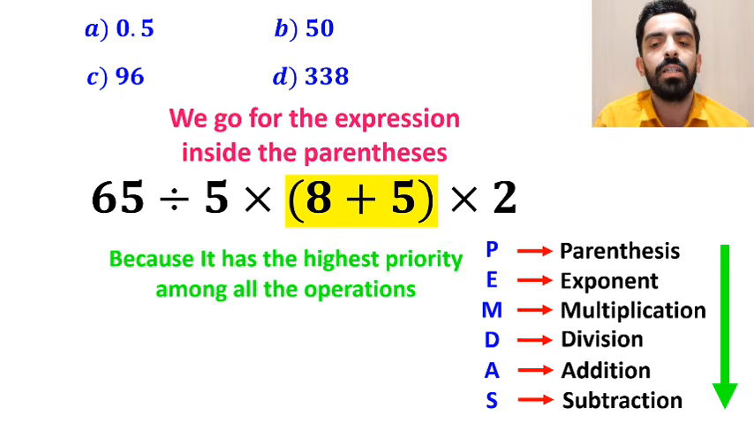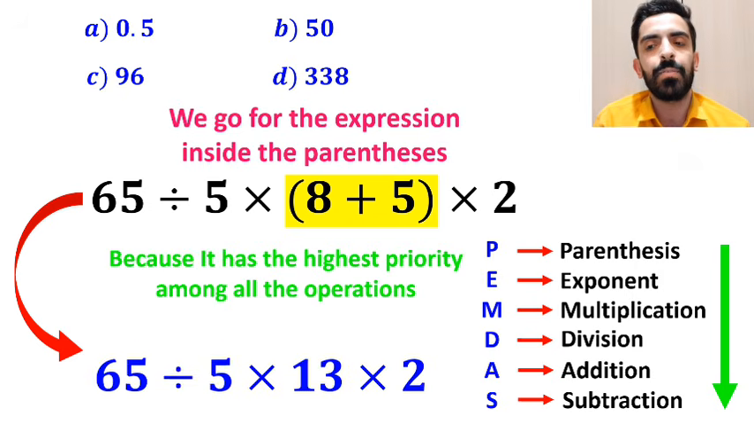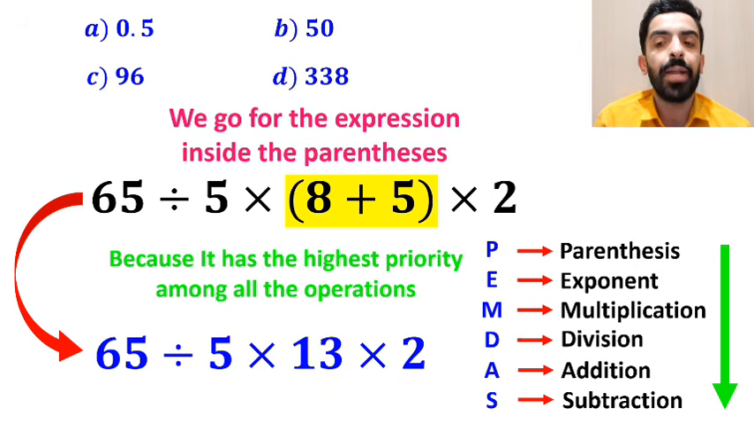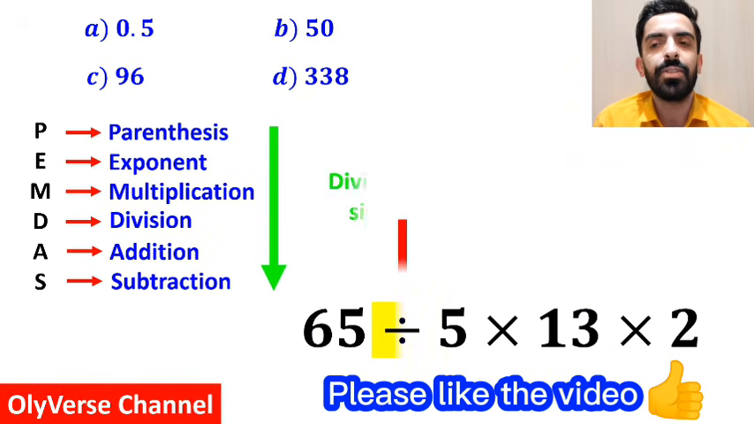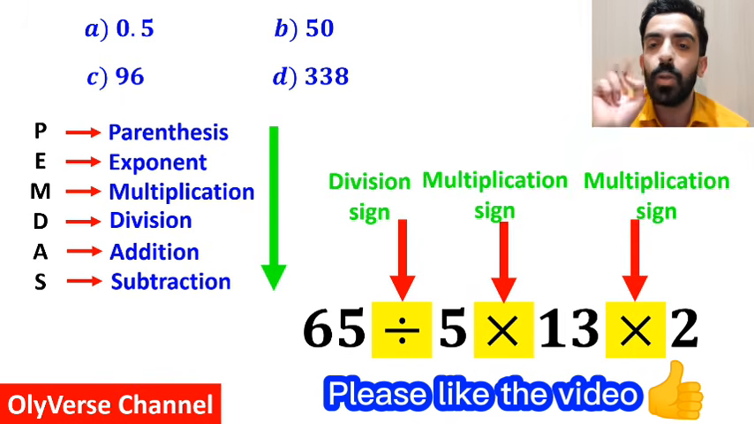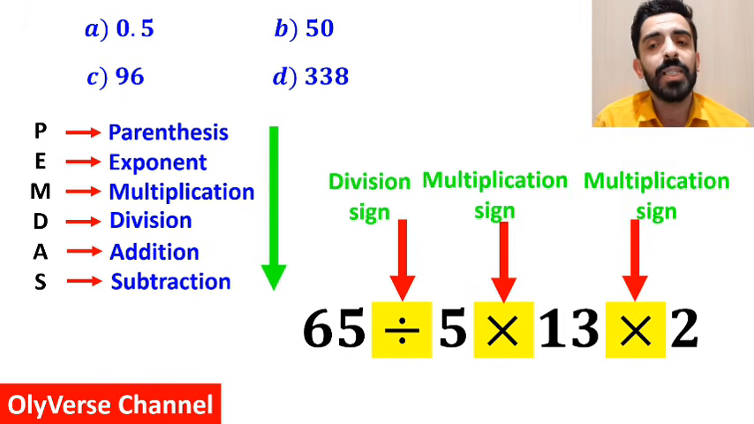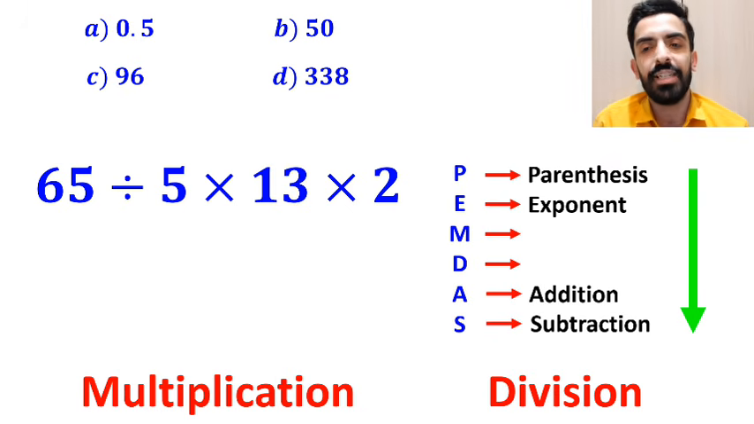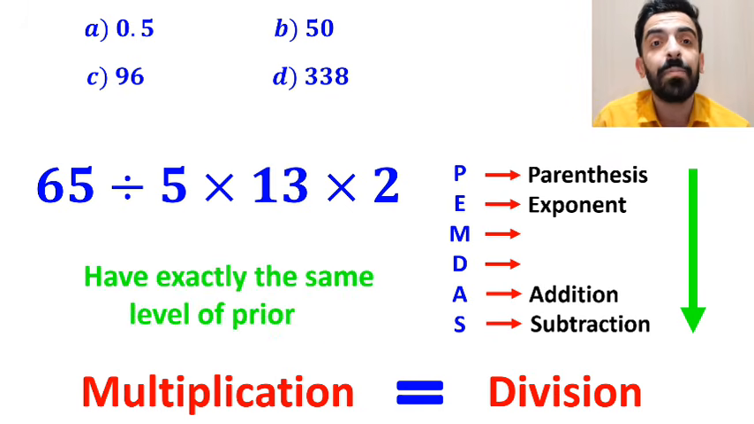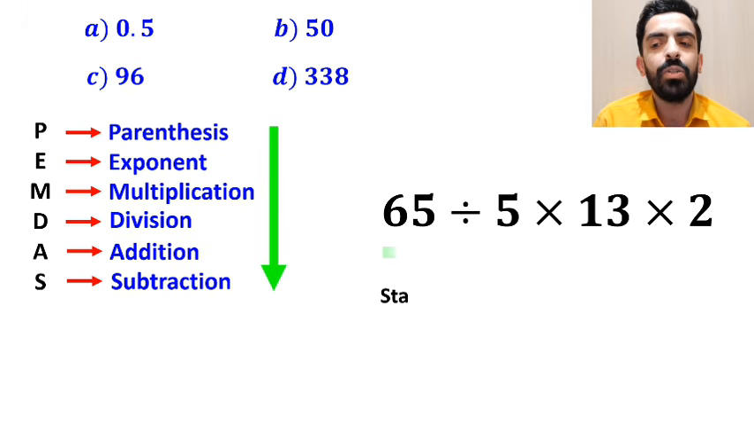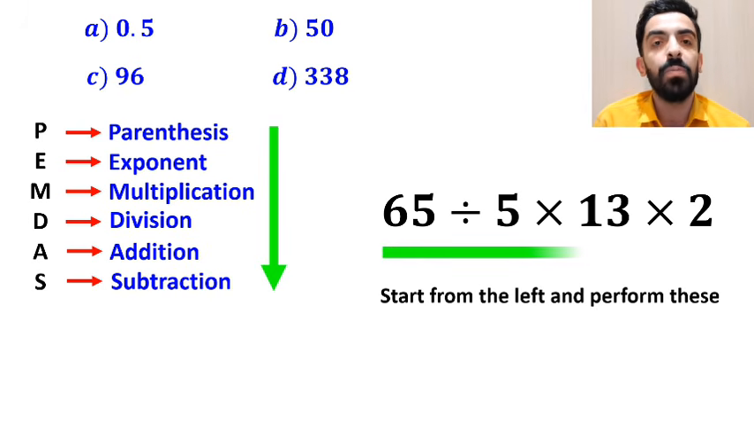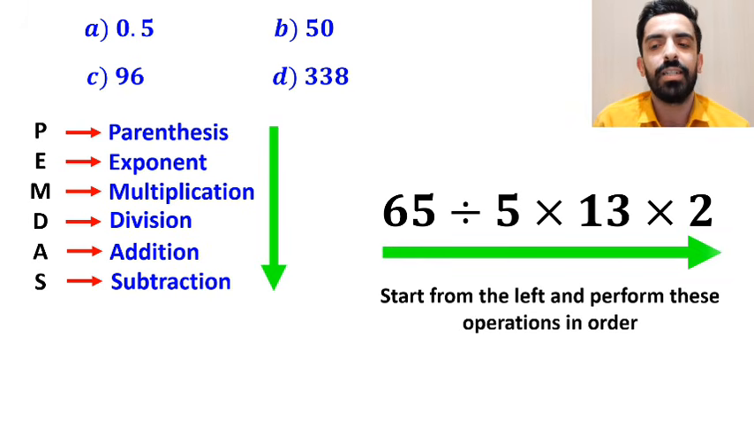all the operations. So, instead of this expression, we can write 65 divided by 5 multiplied by 13 and again multiplied by 2. Alright, as you can see on the screen, in this expression, we have one division sign followed by two multiplication signs. We must pay close attention that multiplication and division have exactly the same level of priority in the PEMDAS rule. In this situation, the best thing to do is to start from the left and perform these two operations in order.